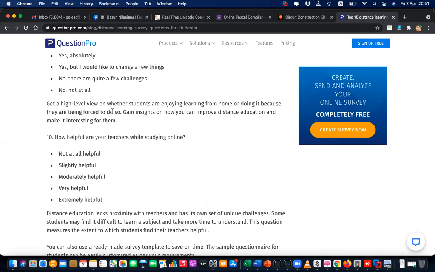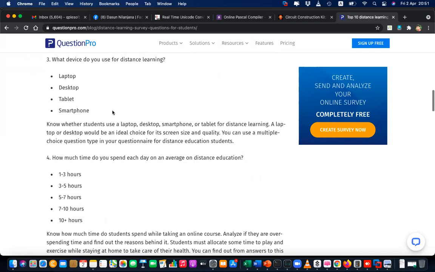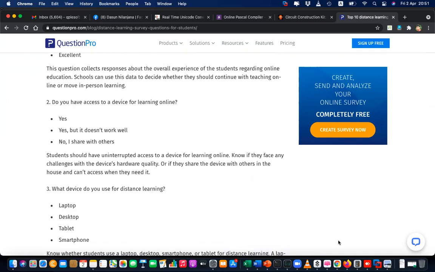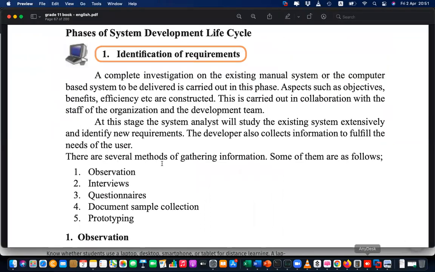So better limit it to these kind of MCQs. So that is how you develop a questionnaire. Okay, now you know how to get these reports, how to identify this. And document sample collection means you can refer to the previous things.